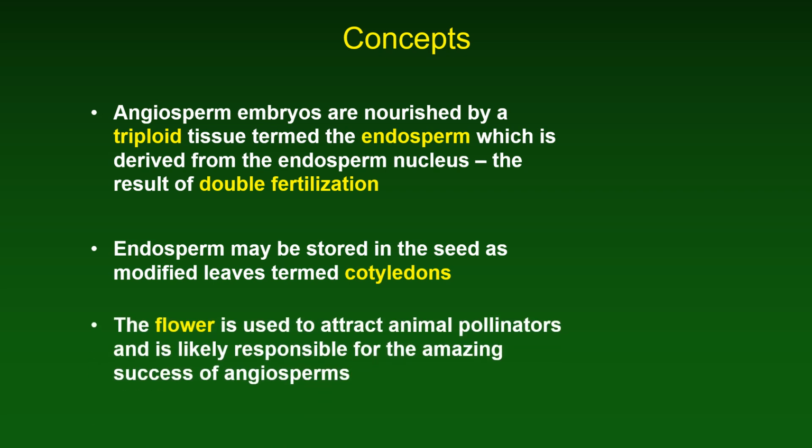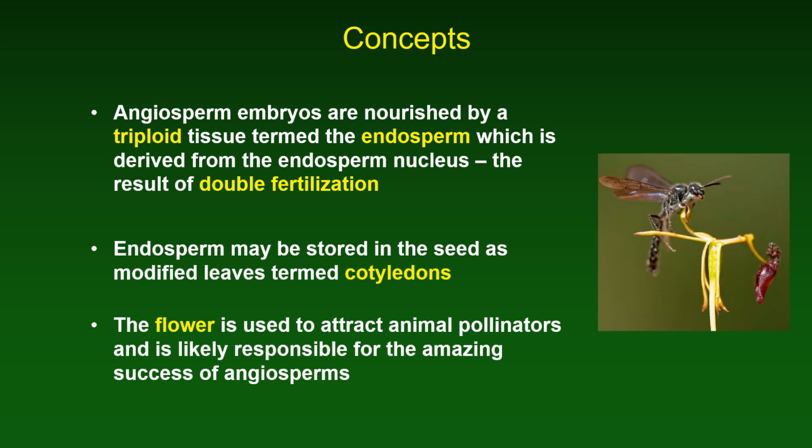The flower is used to attract animal pollinators, and definitely this is responsible for the success of the angiosperms. It allows them to be very frugal with their pollen. They don't have to make as much of it because they can coerce a pollinator to carry their pollen to other flowers of the same species. Sometimes they're offered a reward like nectar, or sometimes they even get to eat a tiny bit of the pollen, but other times it's downright trickery.